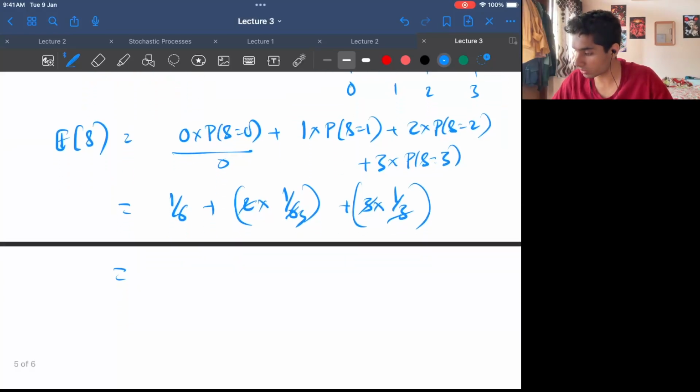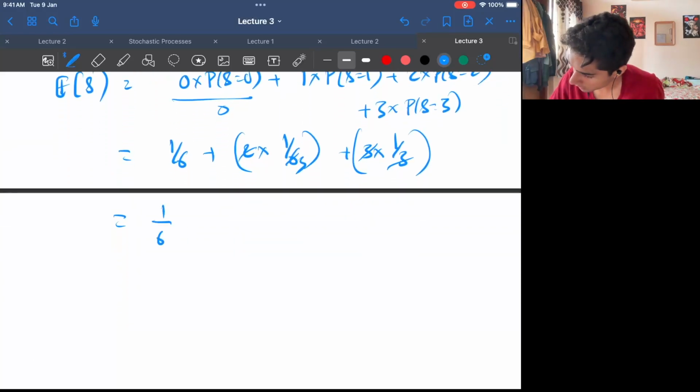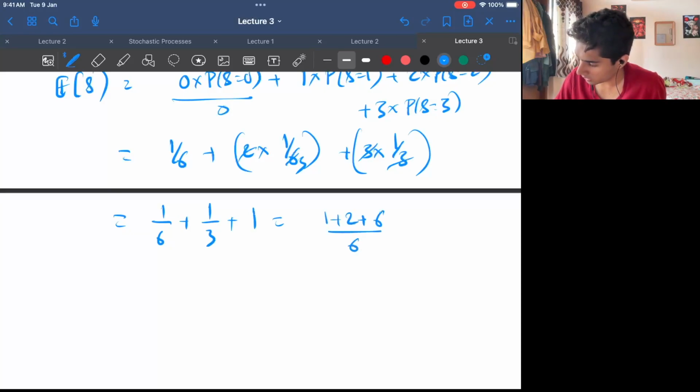What will this become? So this is 1 by 6 plus 1 by 3 plus 1. What is this? This will be 1 plus 2 plus 6 by 6, 6 plus 3 is 9, 9 by 6. 3s are 9, 2s are 6, so this is 1.5.